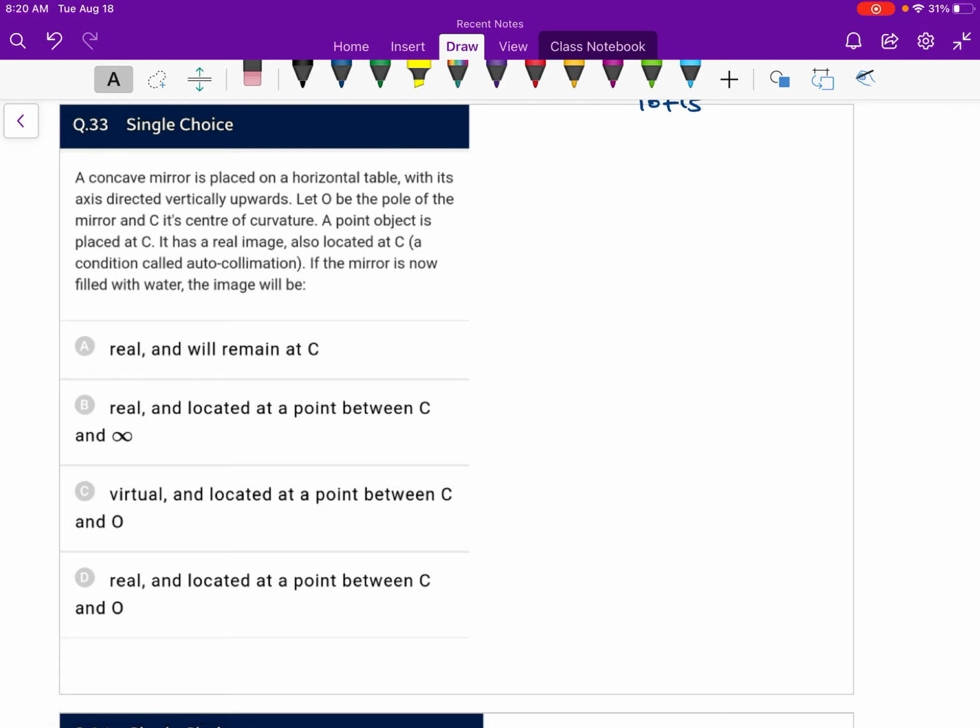A concave mirror is placed on a horizontal table with its axis directed vertically upward. Let O be the pole of the mirror and C the center of curvature. A point object O is placed at C. It has a real image also located at C. If the mirror is now filled with water, the image will be, okay.